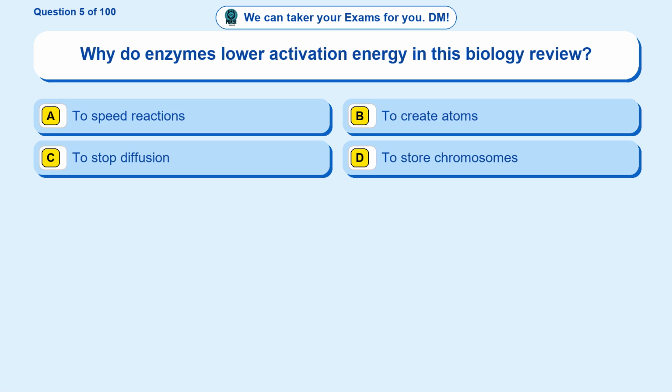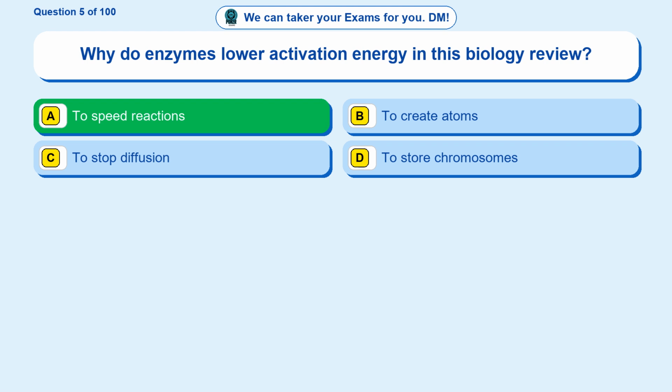Question 5. Why do enzymes lower activation energy in this biology review? Option A, to speed reactions. Option B, to create atoms. Option C, to stop diffusion. Option D, to store chromosomes. The correct answer is option A, to speed reactions.